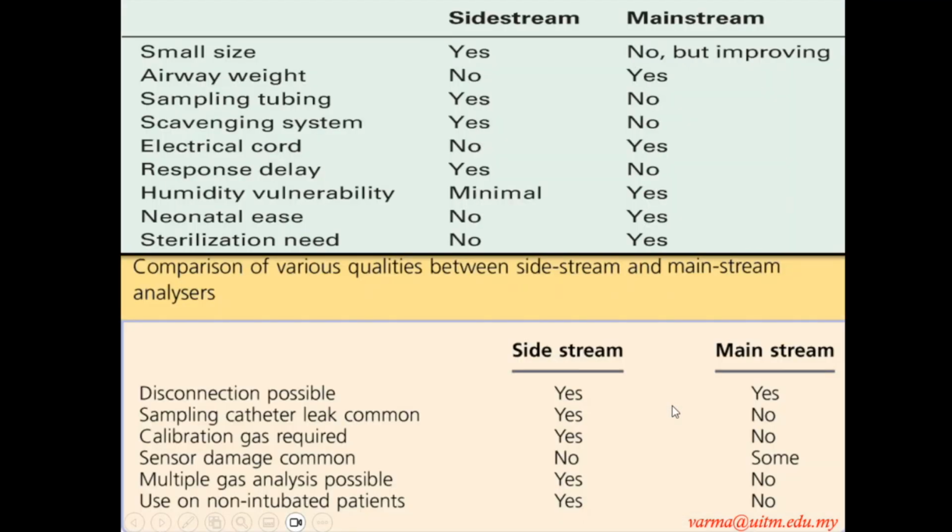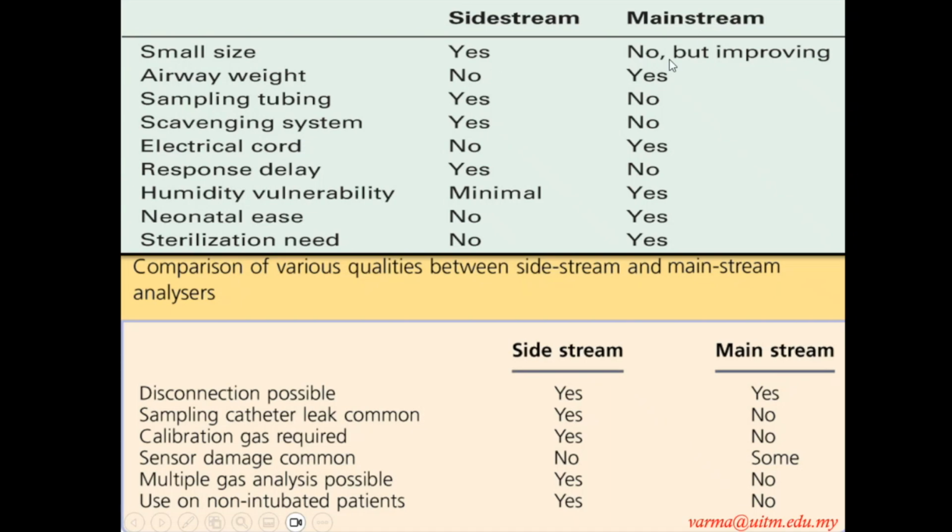So there are many ways you can do it. The easiest way should be, one is in the design, and then based on the design, what are the advantages versus disadvantages. So as I mentioned, looking at it, side stream is small in size, whereas mainstream is heavy and bulky.